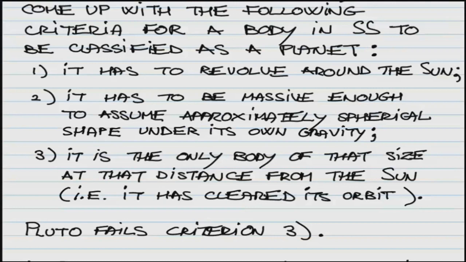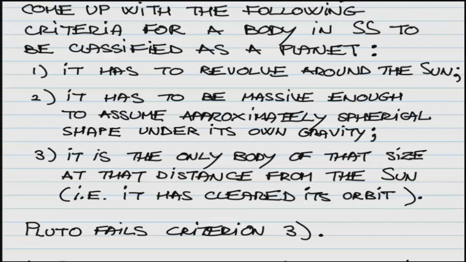The second one is meaningful. It has to be large enough, massive enough, so that it assumes a spherical shape under its own gravity. Smaller bodies, like asteroids, don't have a spherical shape. Often they have an irregular shape. Often they look just like a potato, right? Or a large, very large stone. So for an object to be a planet, it has to be massive enough so that its own gravity compacts it and makes it into approximately a sphere, a round object.